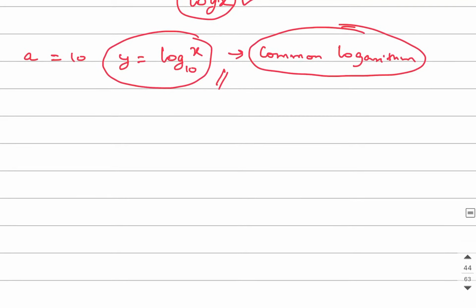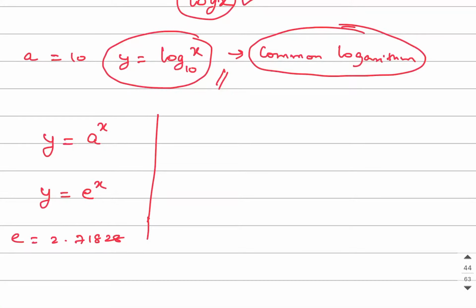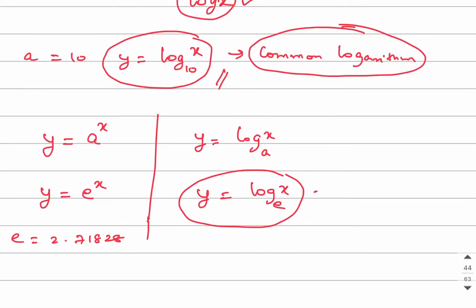So what is the conclusion? The general form of an exponential function is y is equal to a power x. Sometimes we will have y is equal to e power x also, where the value of e is fixed, which is 2.71828, an approximate value. Similarly, y is equal to log x base a is the general form of a logarithm. If y is written as log of x base e, then this is the natural logarithm which is used in our mathematics. So this is the conclusion.